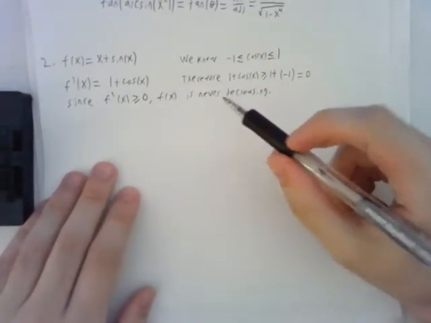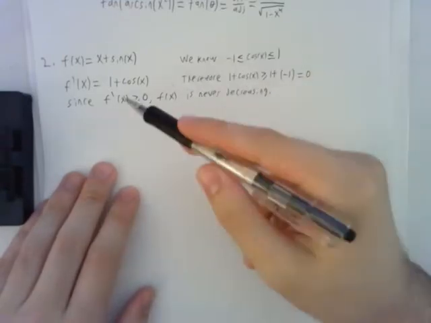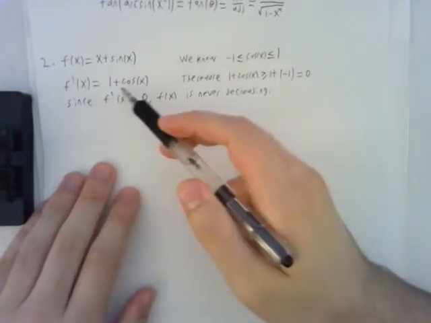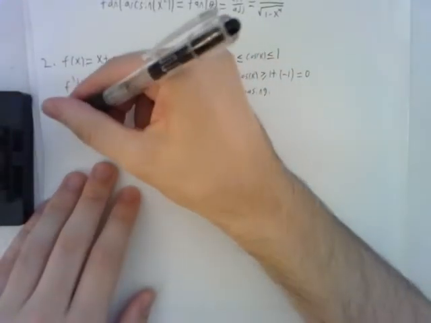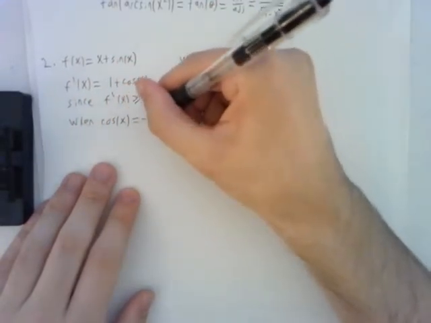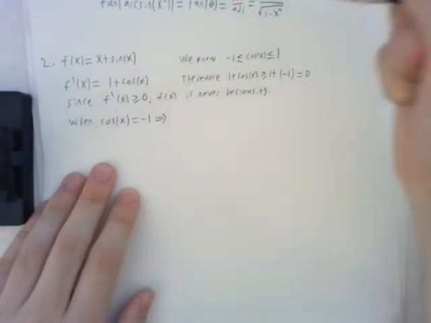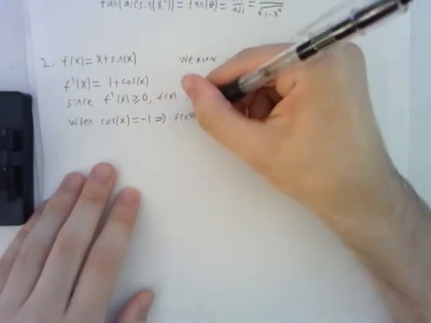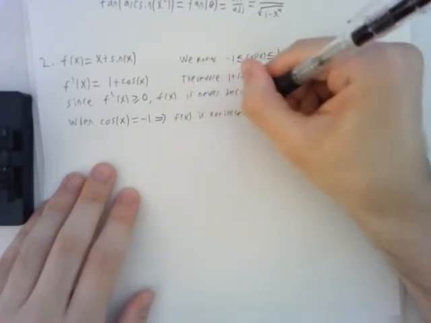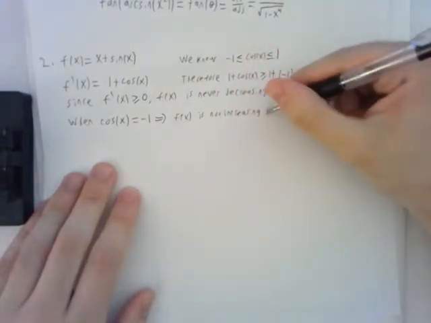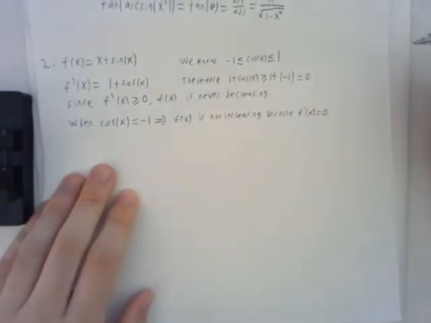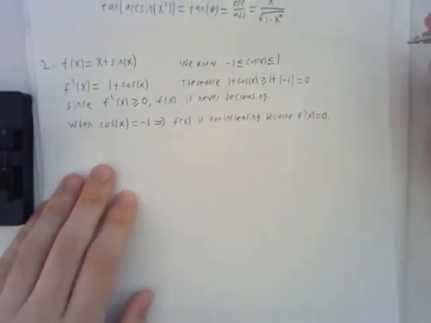However, we can see that it is not always increasing, because if cosine of x reaches this minimum value of negative 1, then f prime of x will be equal to 0. So when cosine of x is equal to negative 1, we have that f of x is not increasing, because f prime of x is equal to 0. So that's the point where there is a horizontal tangent line to the graph.